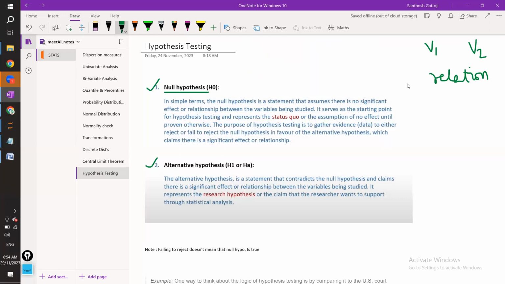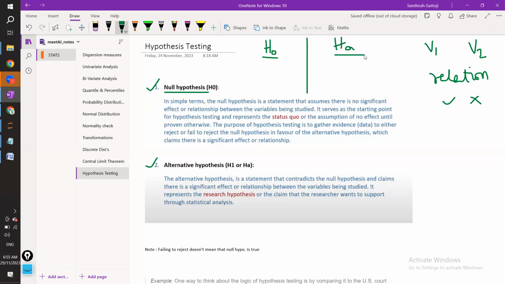Okay. So similarly, if you are having null and alternate, let's say I want to find out if there is any relation between two variables, any sort of relation, correlation or any relation. So there are two cases, right? One, there will be a relation, and one, there will not be any relation.